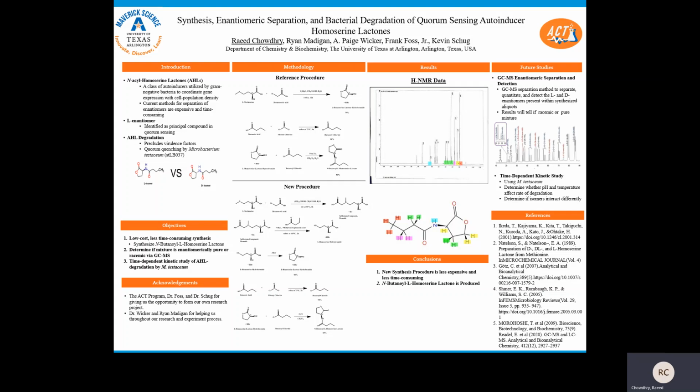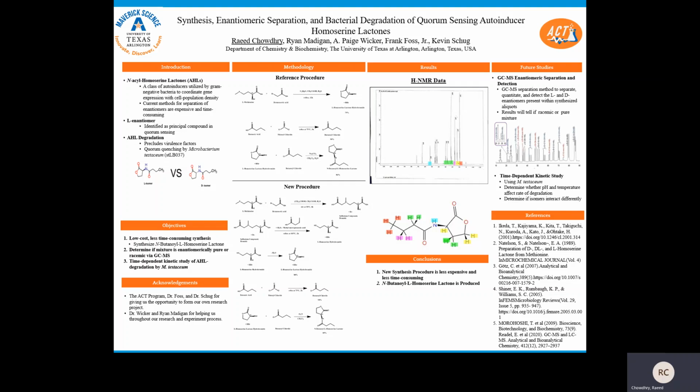The synthesis study will see the development of a procedure that is low costing and less time consuming, and N-butyl L-homocysteine lactone, otherwise here on out known as BHL, will be produced because it is the most abundant and one of the simplest AHLs used by gram-negative bacteria, especially pathogenic gram-negative bacteria.